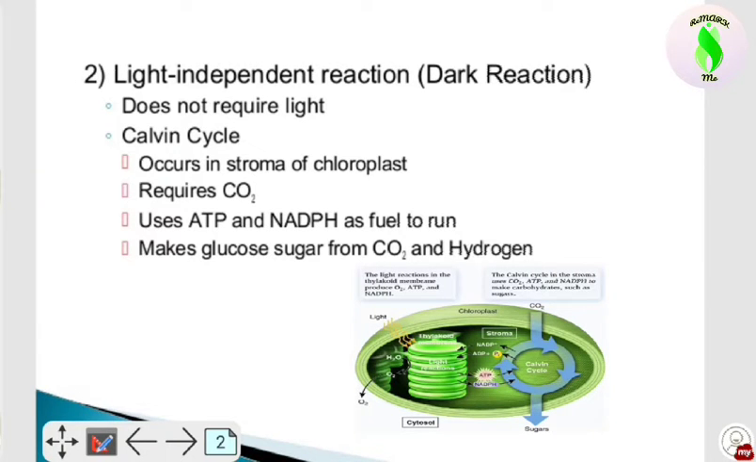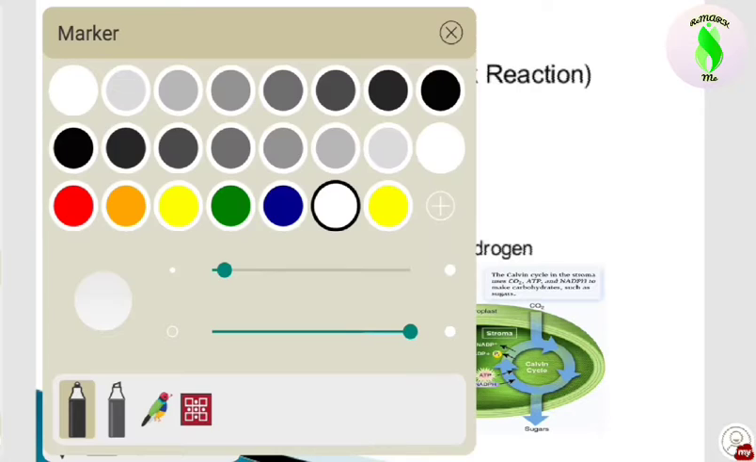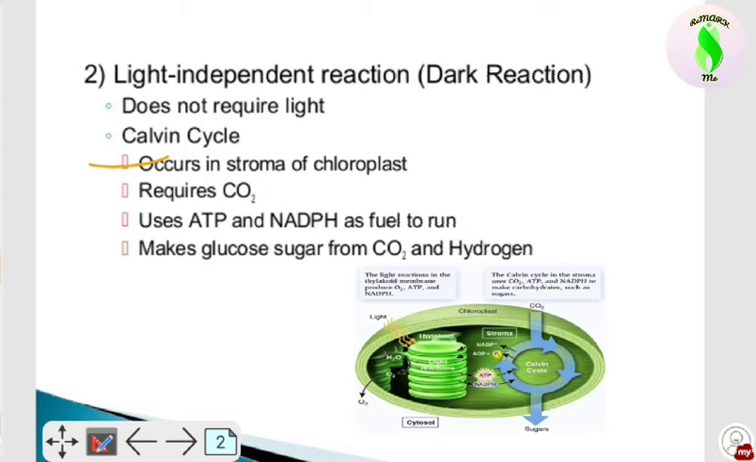The dark reaction is a light independent reaction. It means that it doesn't require any light. It doesn't mean that it only happens at night. It can happen at night and in the daytime. It is done through the process of the Calvin cycle. It occurs in the stroma. It requires CO2. It uses ATP and NADPH that come from the light reaction, which act as fuel in the Calvin cycle. It makes glucose. What is the end product of the dark reaction? That is glucose, made from CO2 and hydrogen.